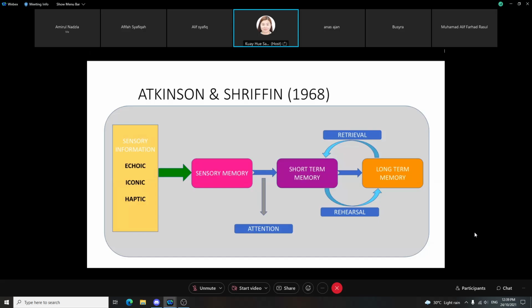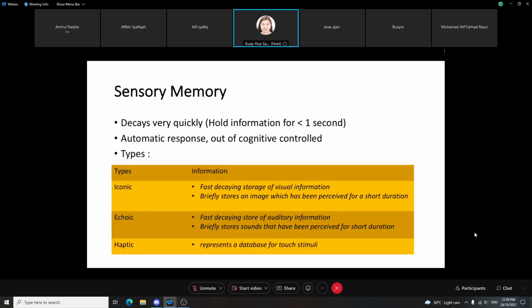Then you keep rehearsing them, and when it becomes your long-term memory, you just have to get there and retrieve it again. This is how it feels and things like that. That's what Atkinson and Shiffrin talk about in their model. So sensory memory, according to this model, decays very quickly, holds information for less than 1 second. That is why it's very, very super brief.